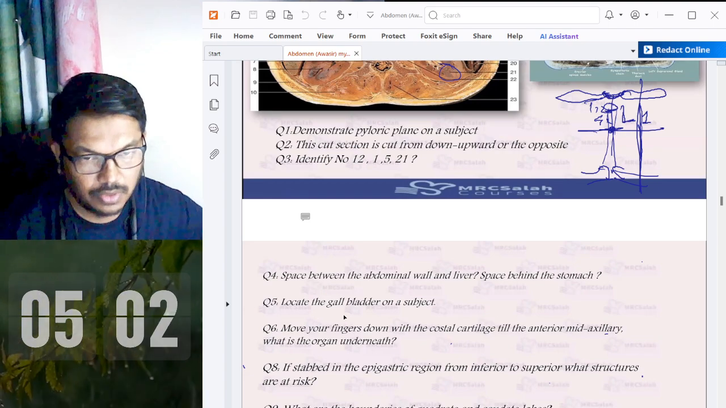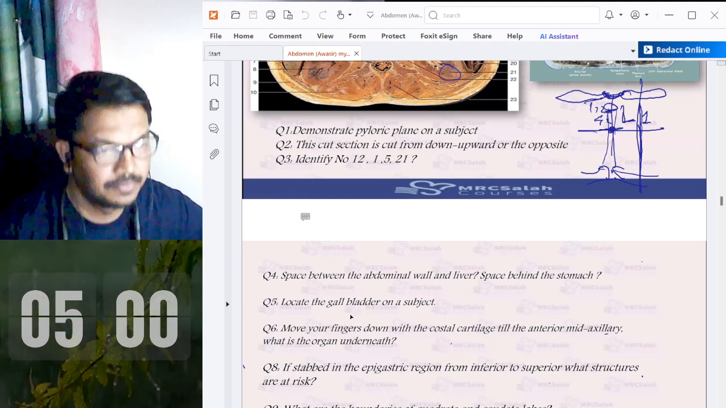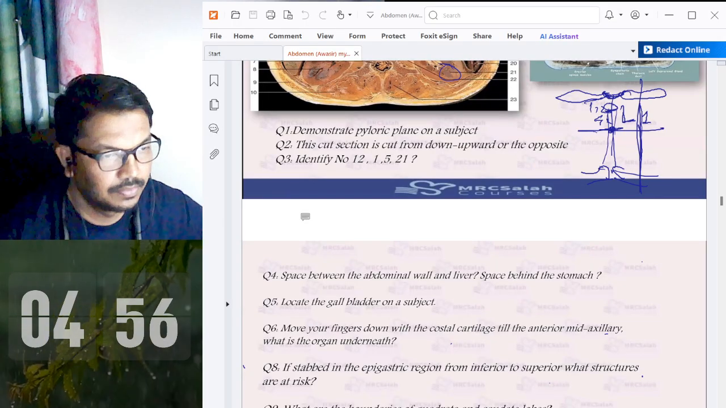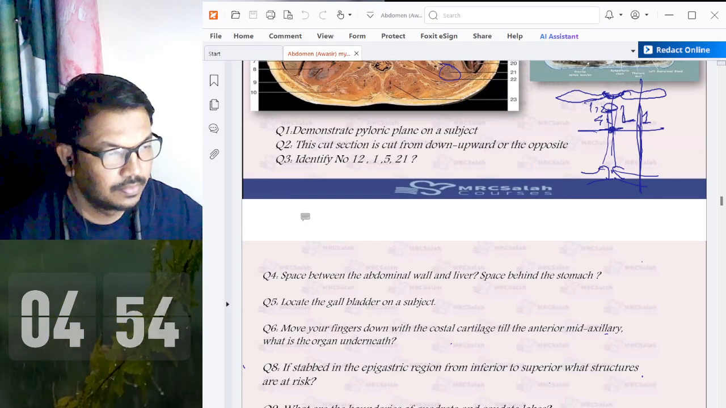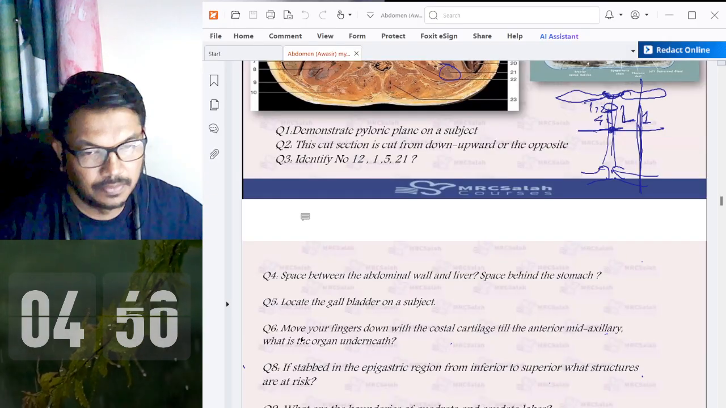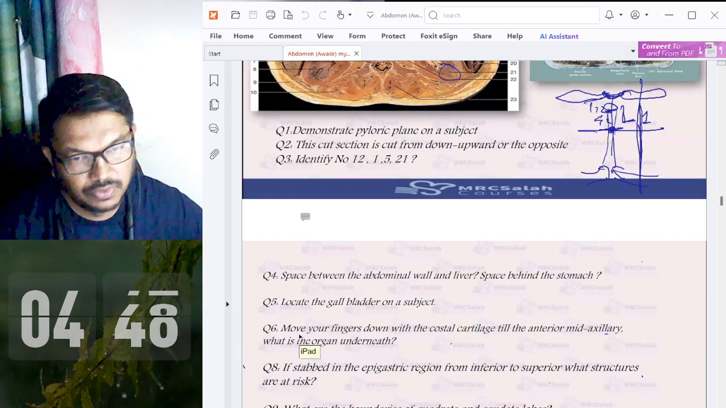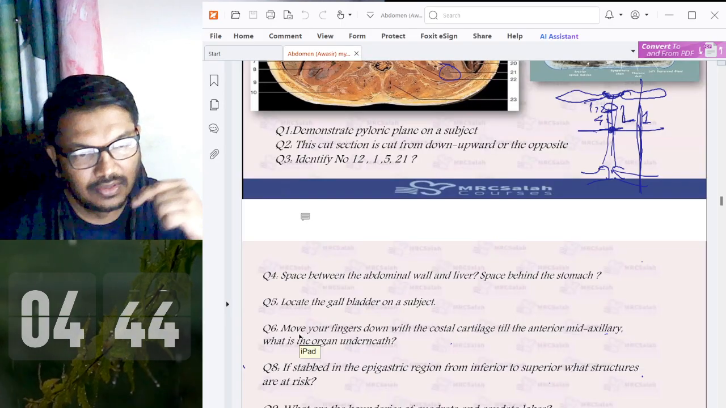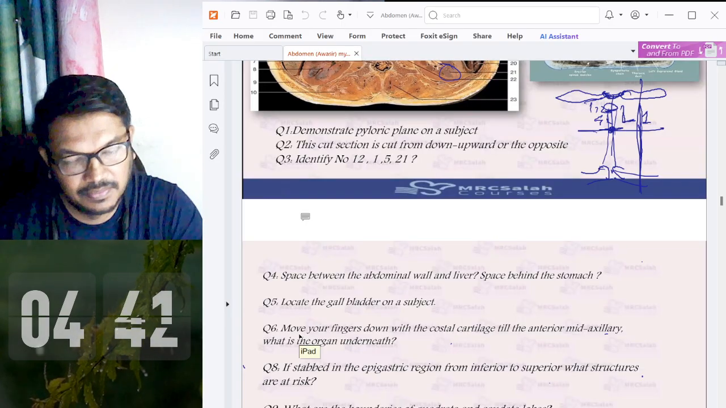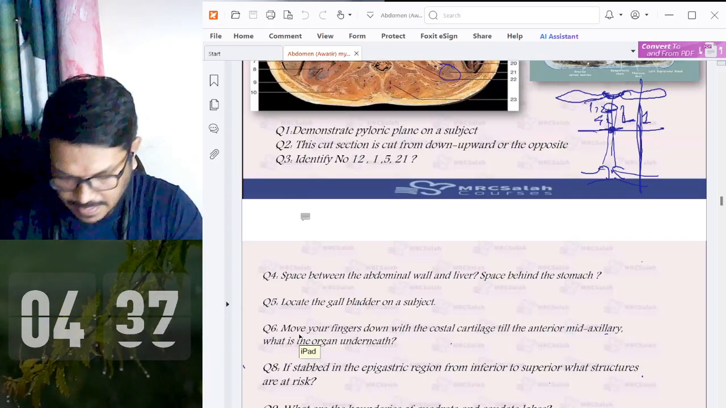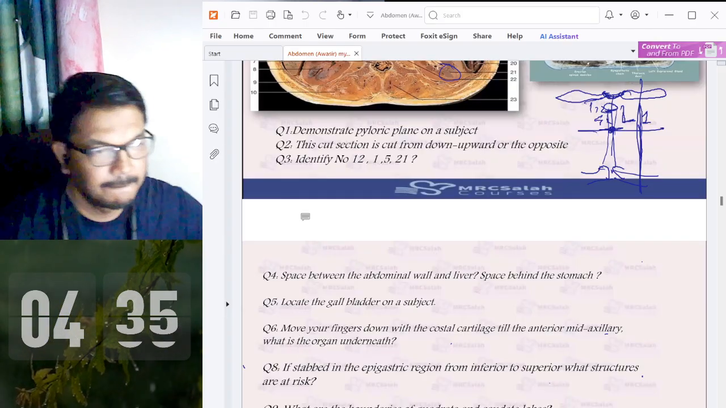And locate the gallbladder on a subject. At the angle between the 9th costal cartilage and the lateral margin of the rectus sheath. Okay. Move your finger down this costal cartilage till the anterior mid-axillary line. What is the organ underneath? Right lobe of liver.